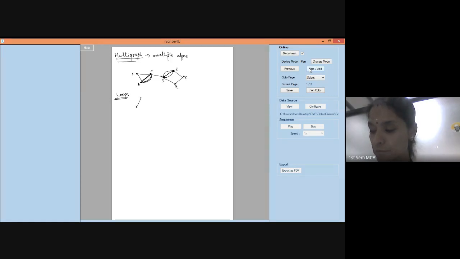Next, we will take up what is a loop. What are loops? A graph may contain edges that connect a vertex to itself. Even a vertex to itself. Suppose this is a graph. It's a simple graph I have taken. This is A, B, C, let me name it, A, B, C, D. It may have an edge that connects a vertex to itself. Suppose I have one like this, whether you put an arrow or not. Then this is called a loop.